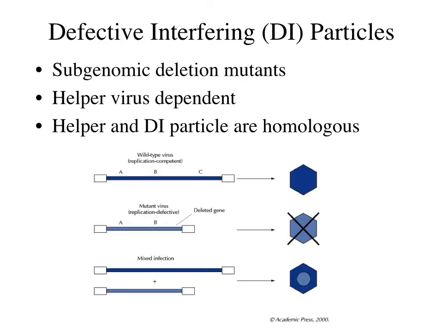Defective interfering, or DI, particles are virus-like byproducts of infections that are unable to infect cells on their own because they carry mutations, typically large deletions, in essential viral genes. However, when DI particles and standard virus particles co-infect the same cell, the DI particles compete for resources that ultimately enable them to reproduce at the expense of the normal virus particles.